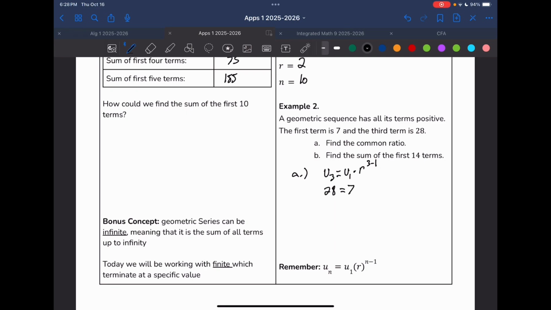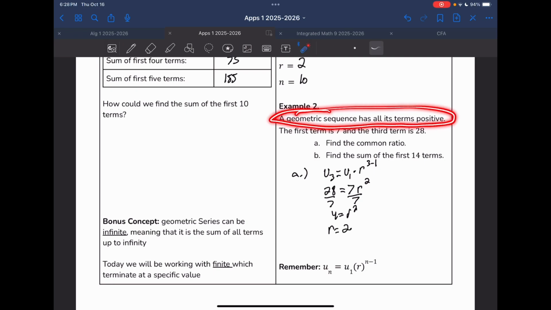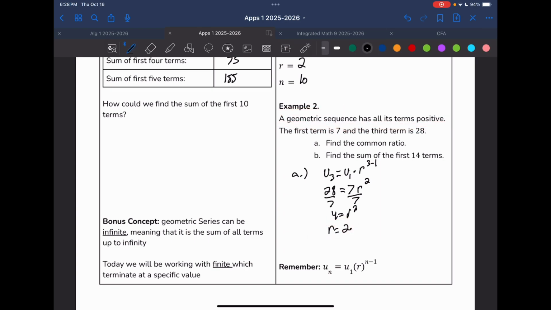U1 is 7. We don't know r, and that's squared. We can divide both sides by 7, and we get 4 is equal to r squared, which means r is equal to 2. r could also be negative 2, but we see here all of its terms are positive. So r has to be positive 2. All right, so if r is positive 2, then we have everything we need to solve part b.